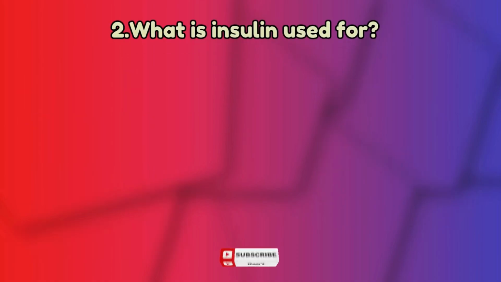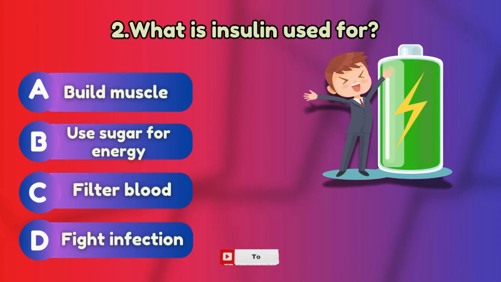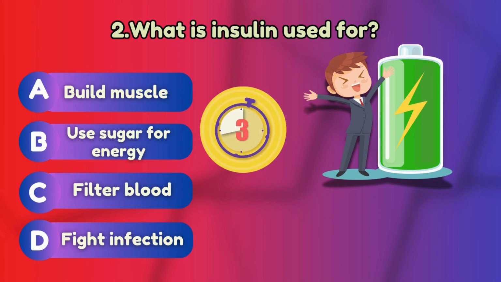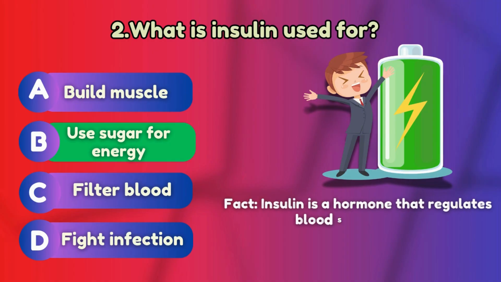2. What is insulin used for? A. Build muscle. B. Use sugar for energy. C. Filter blood. D. Fight infection. Right answer, use sugar for energy. Fact: insulin is a hormone that regulates blood sugar levels.